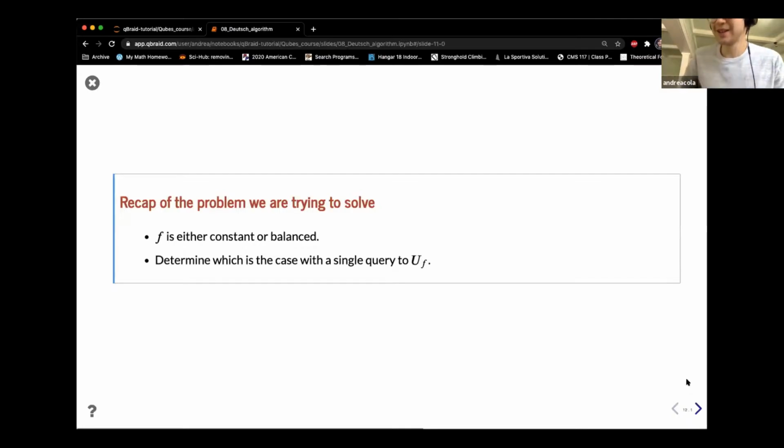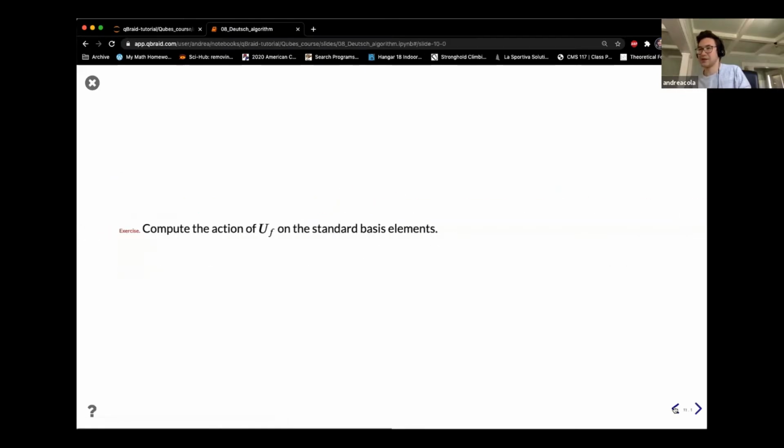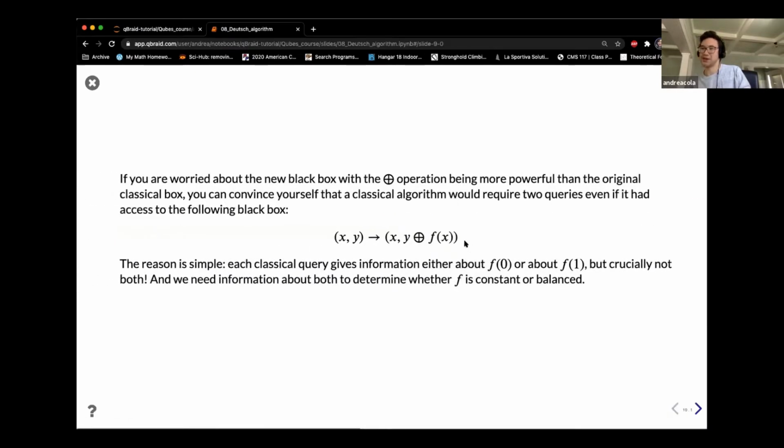Okay. So here's a recap of where we're at. The problem we're trying to solve is, determine if f is either constant or balanced. Now, we want to determine this with a single query to this unitary implementing f, which implements it in a very particular way, which, if you think about it, is natural, which we saw earlier, in this way here. So this is how the unitary U_f acts on the standard basis elements.